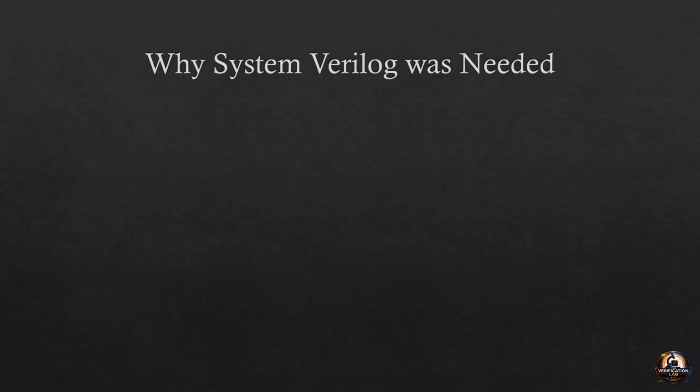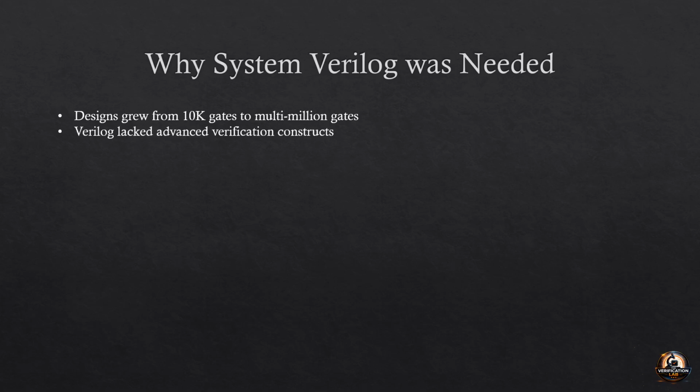Why was SystemVerilog needed? As chips became more complex, growing from thousands to millions of gates, engineers faced several challenges. Verilog did not support advanced verification features. Writing reusable testbenches was difficult. Reusable and modular verification environments cannot be achieved by Verilog alone. Reusable means the components used in verification can be used in other projects. So reusability was not there in Verilog, as well as modularity.